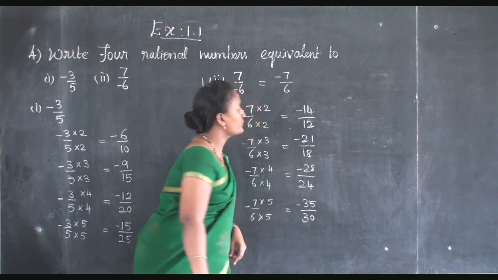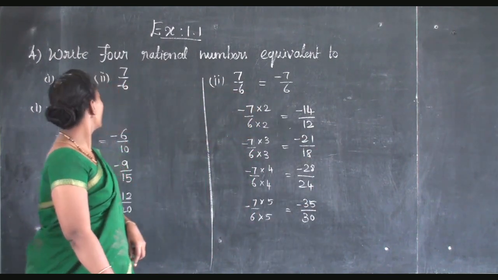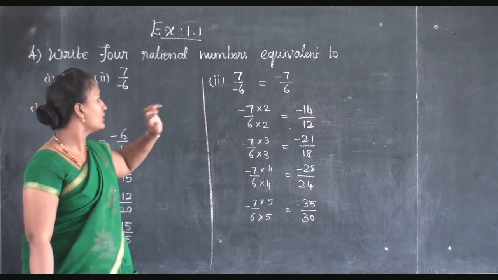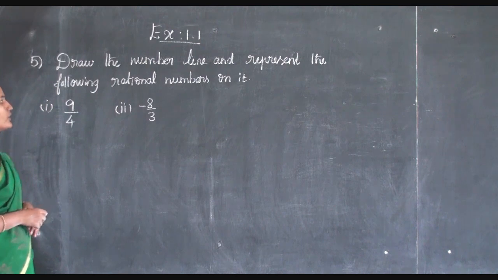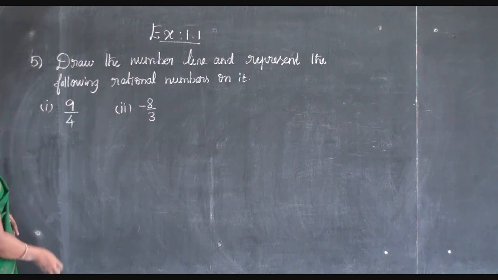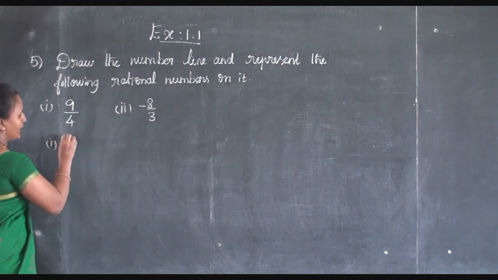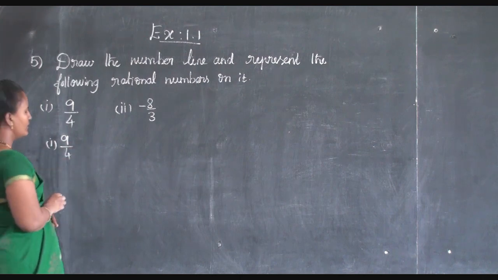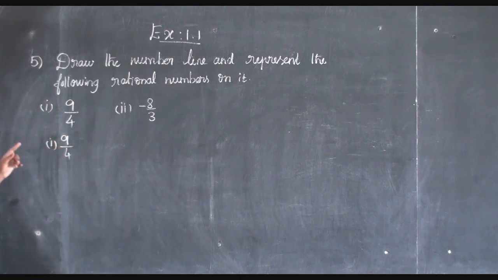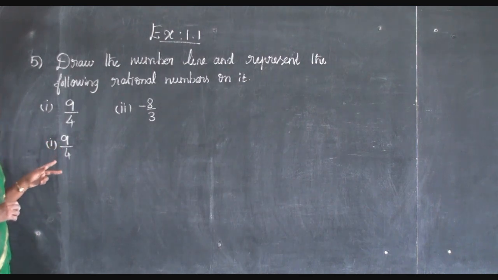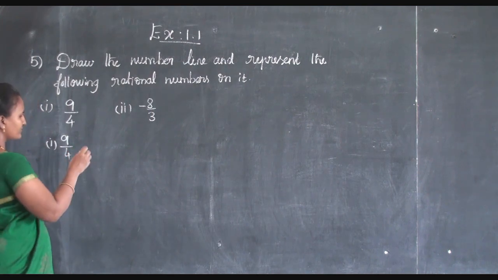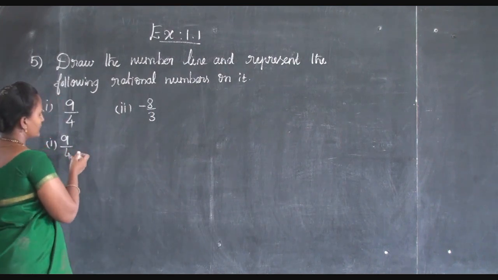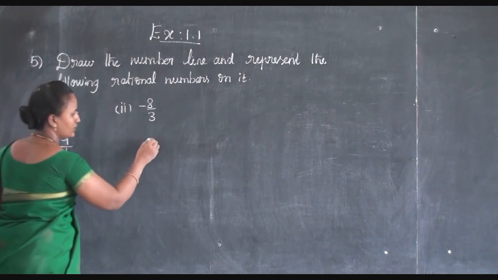These are the 4 equivalent fractions in rational numbers equivalent to minus 7 by 6. Fifth sum, draw the number line and represent the following rational numbers on it. First number 9 by 4. Is it proper or improper? It is improper fraction because the numerator is greater than the denominator. First we have to change in mixed fraction.